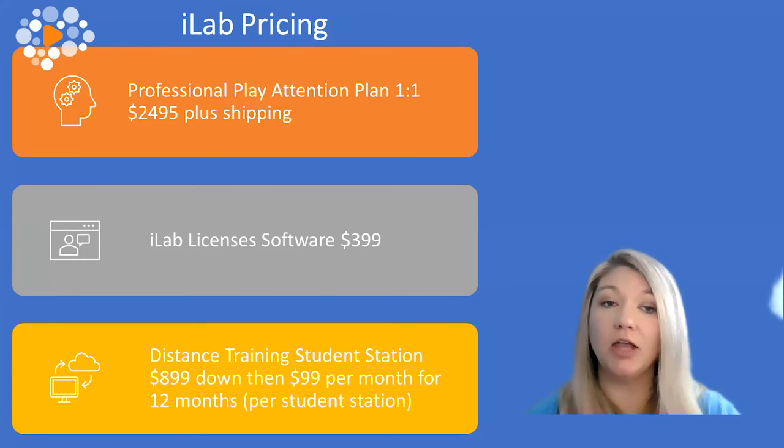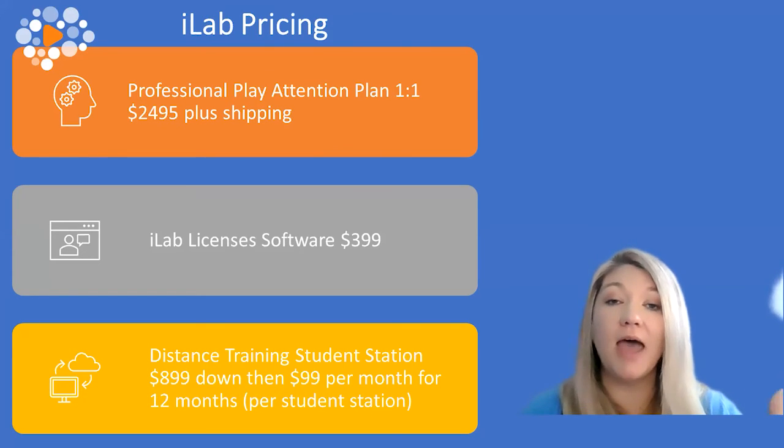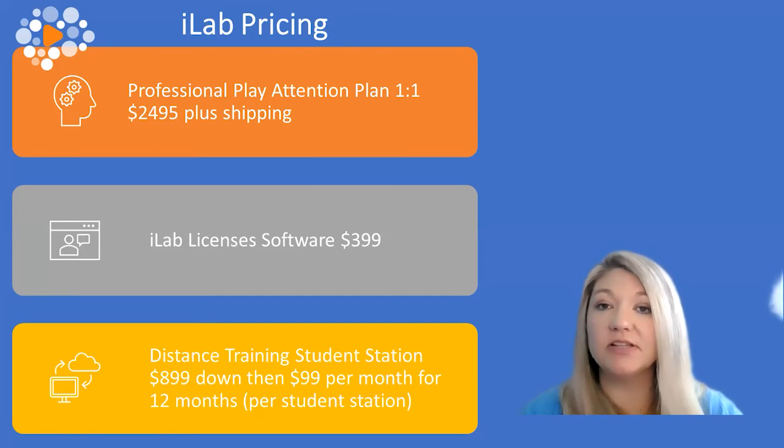So you start with that system that's $2,495. And then you will add the iLab software, licensed software. That is the ability to start networking those systems together, as well as have those virtual options. That's a one-time fee. As soon as you have that iLab license, that's yours.